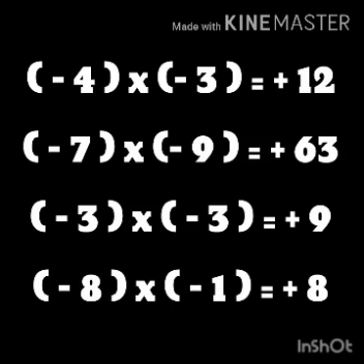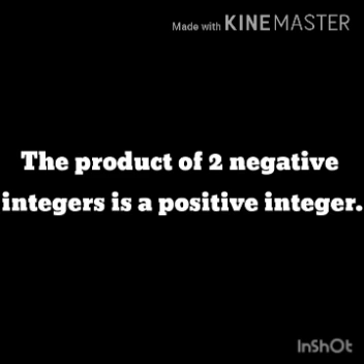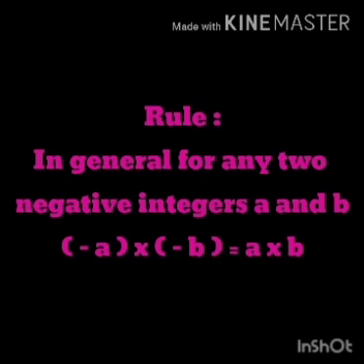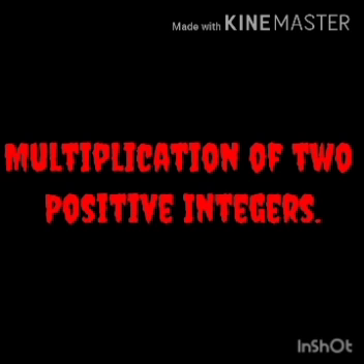Minus 3 into minus 3 gives us plus 9. Minus 8 into minus 1 gives us plus 8. So, observing these products, we can say that the product of two negative integers is a positive integer. In general, for any two negative integers a and b, minus a into minus b is equal to a into b.